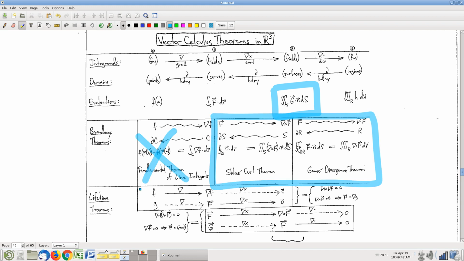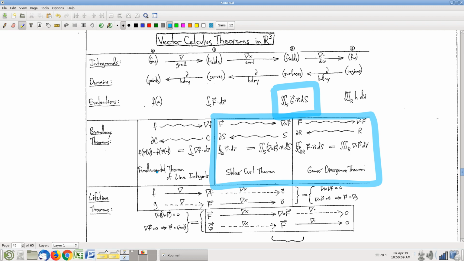Anything vaguely resembling the fundamental theorem of line integrals has got nothing to do with this question, right? So again, that's a bad look. If your solution has f of b minus f of a written on it on a question that has asked for flux, doesn't look good, right? Likewise, I don't want to see anything about antigradients on a question like this. Okay. So these are our two options.